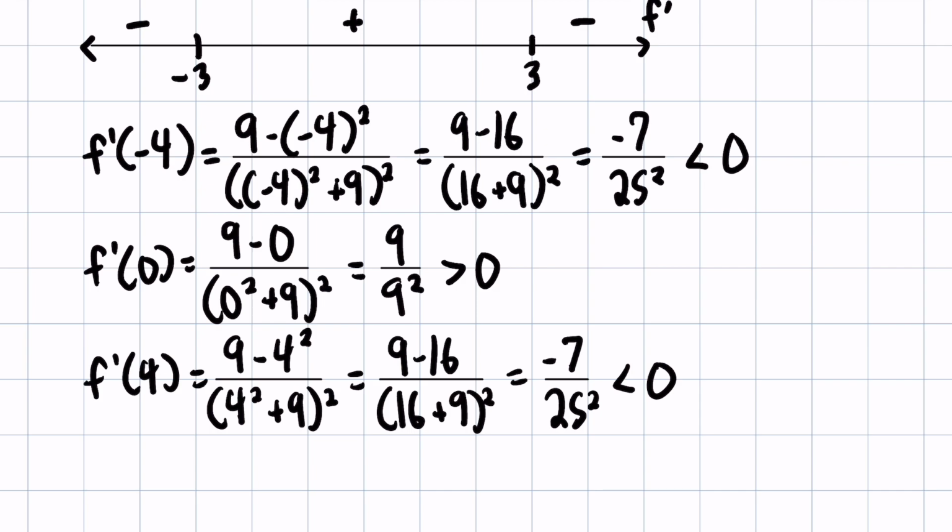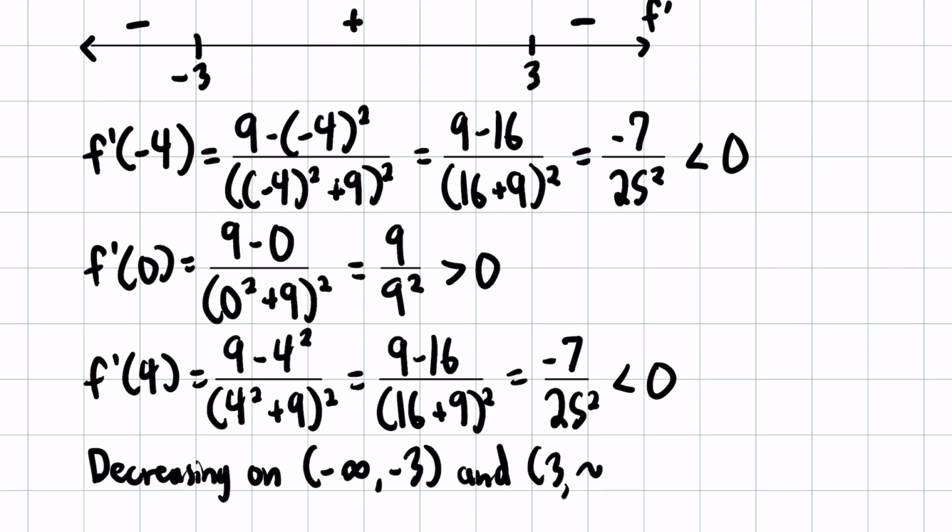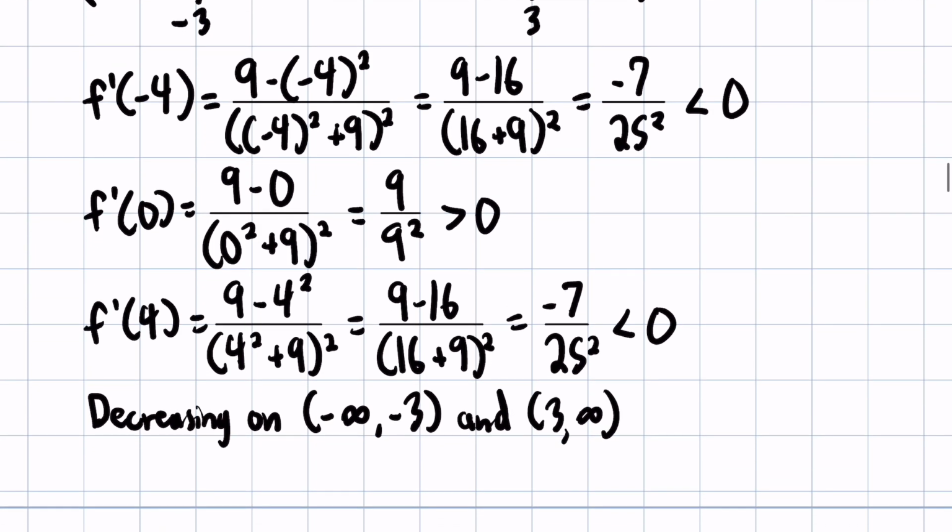So what this tells us is that our function f is going to be decreasing wherever f prime is negative. So that's from negative infinity to negative 3, and from 3 to infinity. And then it's increasing whenever f prime is positive. So that's from negative 3 to 3.